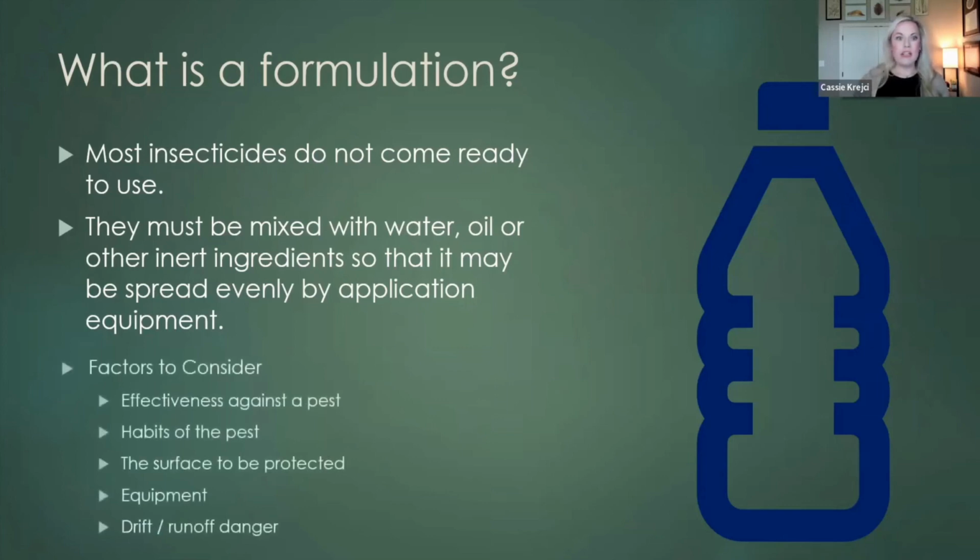And so in this decision, you have several factors to consider. We talked about the effectiveness against a pest. You're not going to use a cockroach bait against a mosquito because that doesn't make any sense, but that is a formulation difference that just isn't compatible with the pest you're going after. Habits of the pest are something to consider when you're looking at formulation.